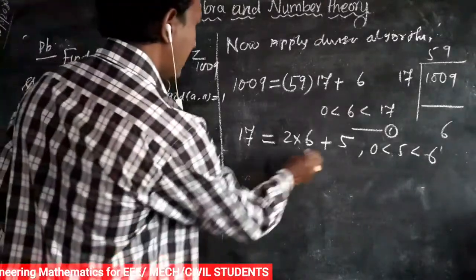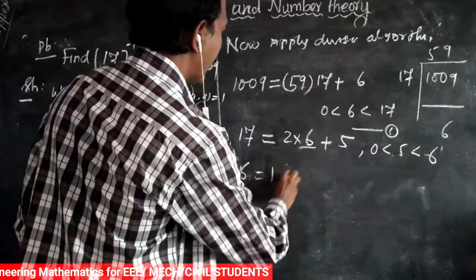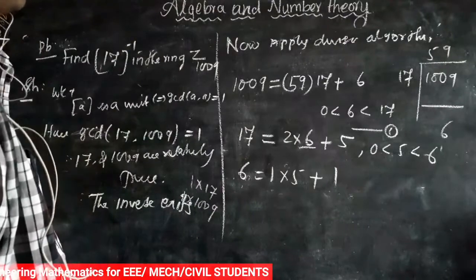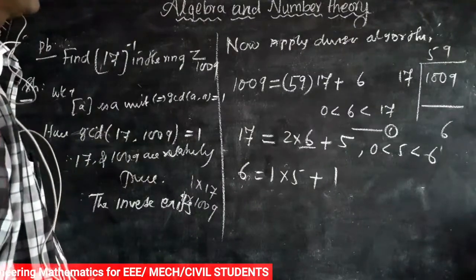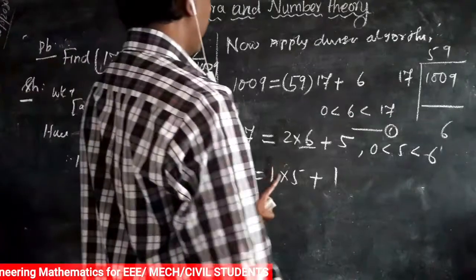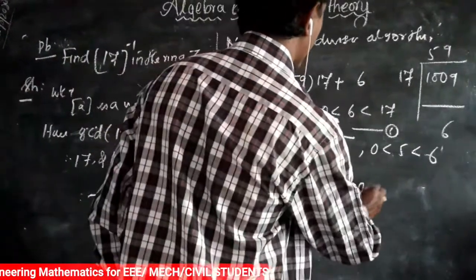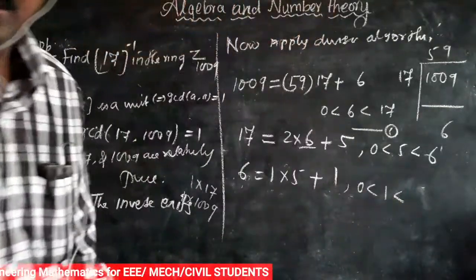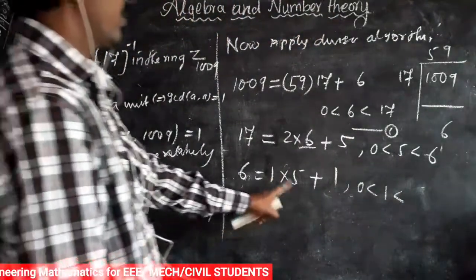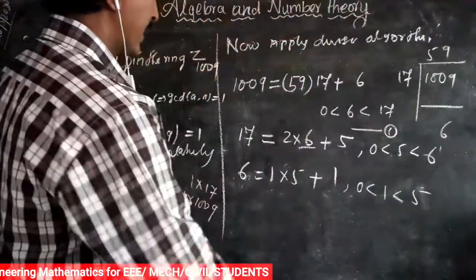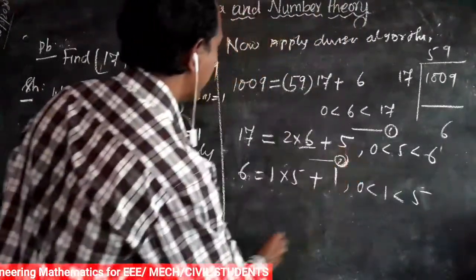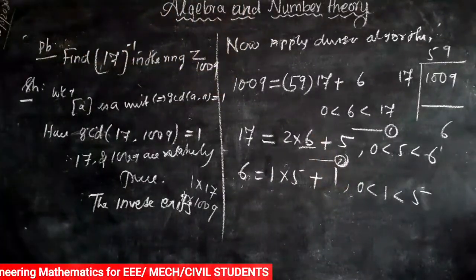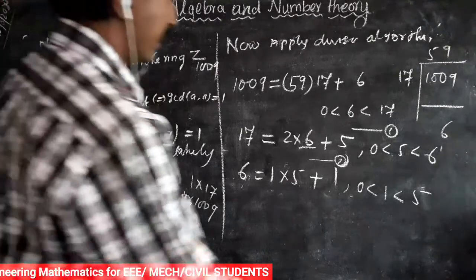Then 6 is equal to 1 into 5 plus 1. When 6 is divided by 5, the remainder is 1. So 1 five is 5, 5 plus 1 is 6. That is 0 less than 1 less than 5. This is called 2. Then 6 is equal to 1 into 5 plus 1. That is called 3.